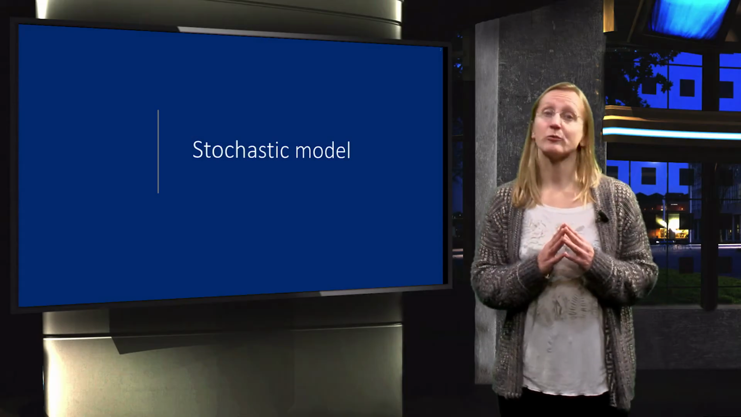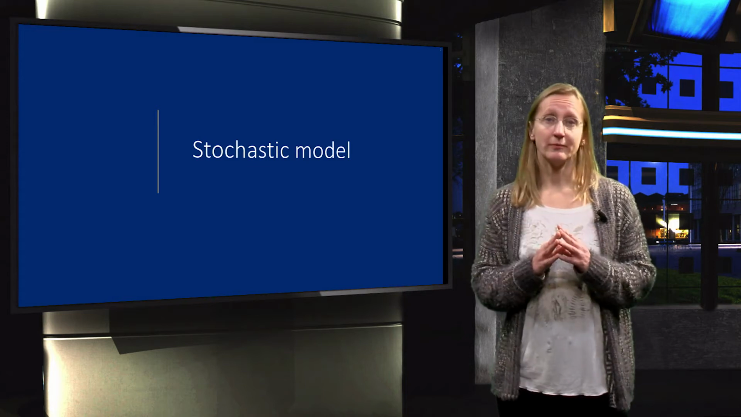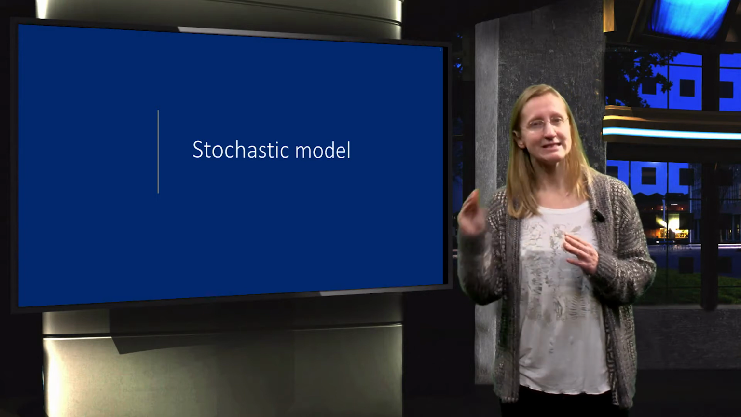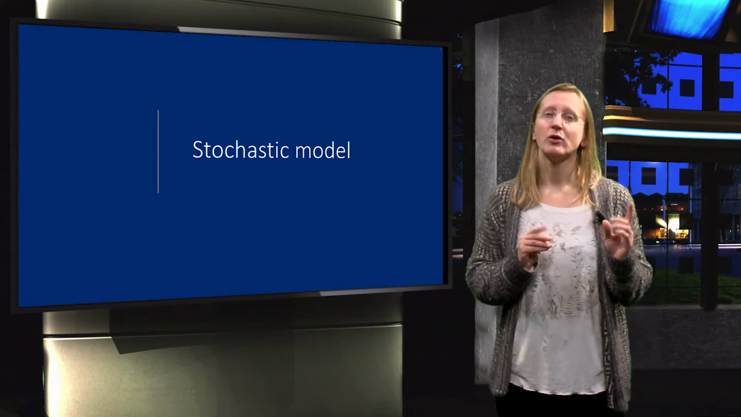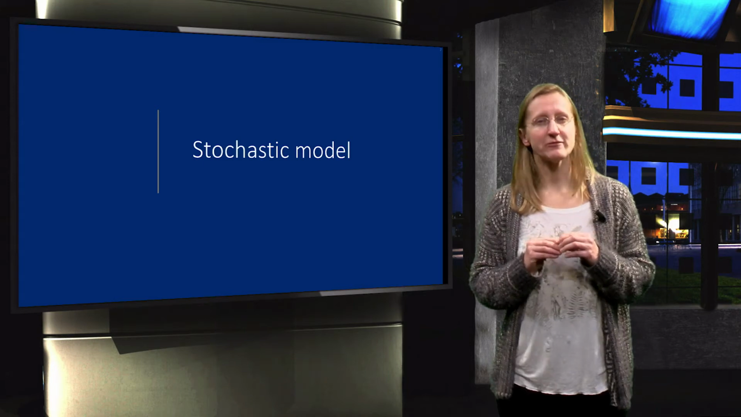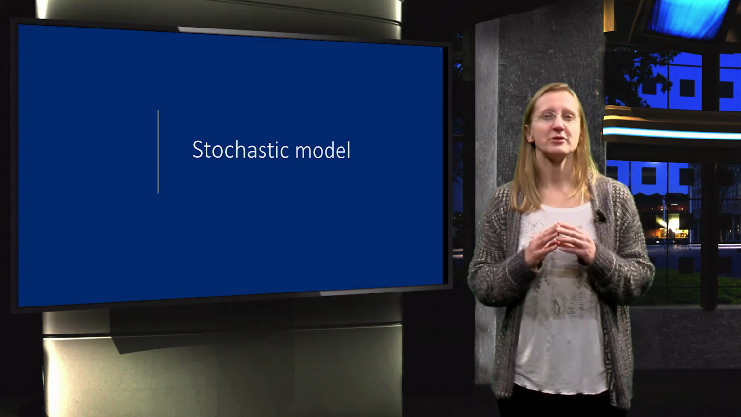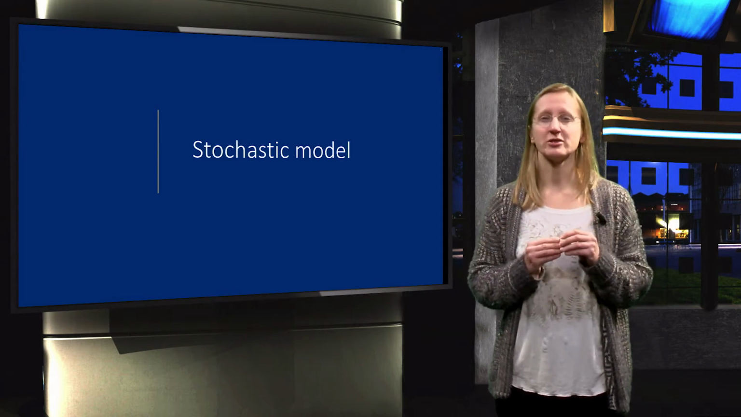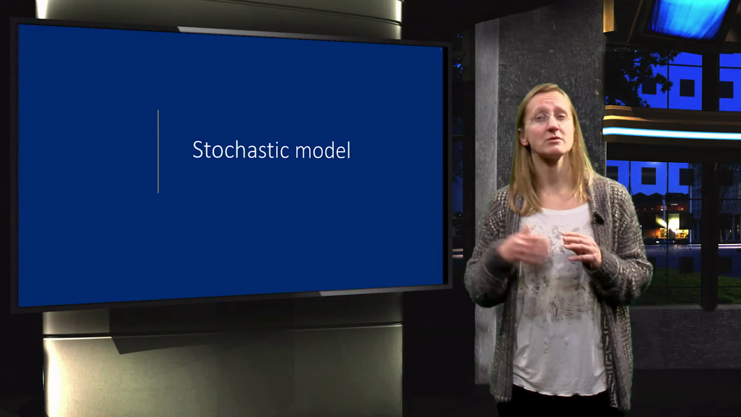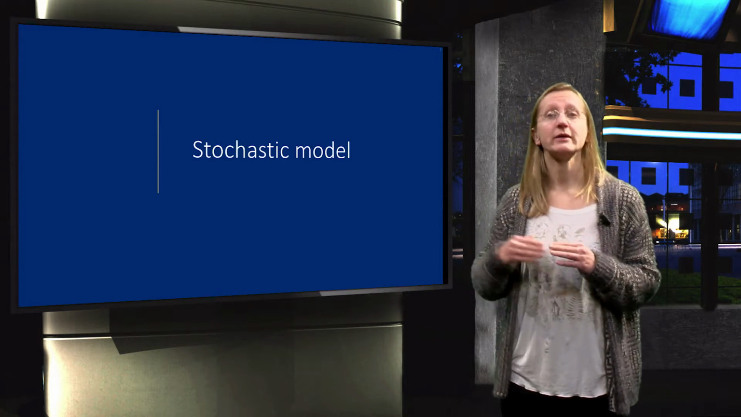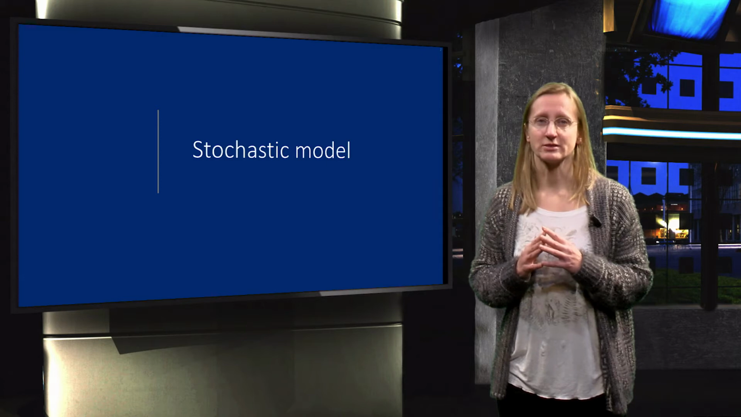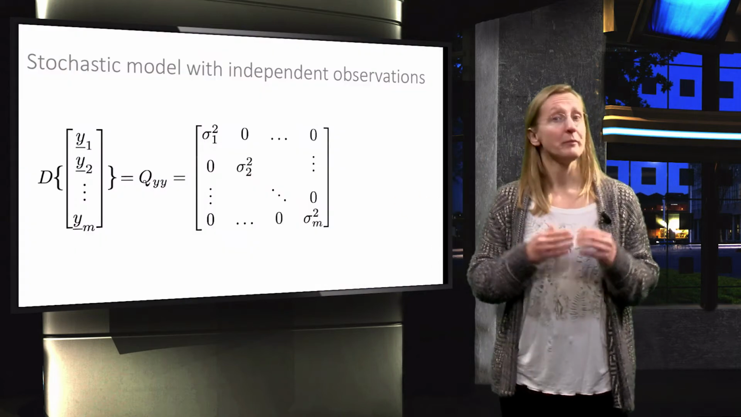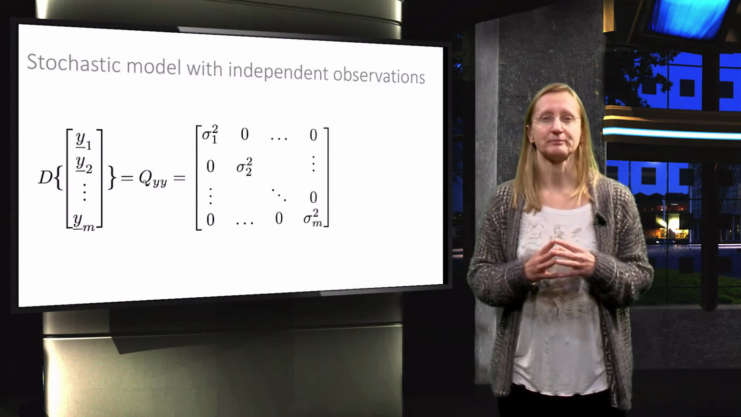In the previous lecture, we introduced the stochastic model and looked at an example based on the tide gauge observations. In this lecture, we will look at another example where the covariance matrix takes a different form. For most of the estimation problems that we will be looking at in this course, it will be assumed that the observations are independent and thus uncorrelated, resulting in a diagonal covariance matrix, where the individual variances on the diagonal may or may not differ from each other.